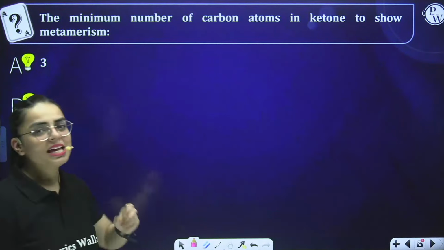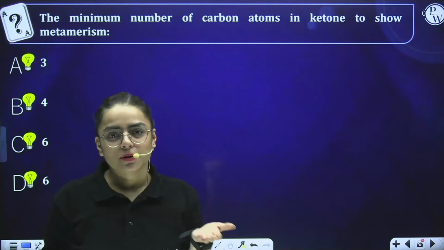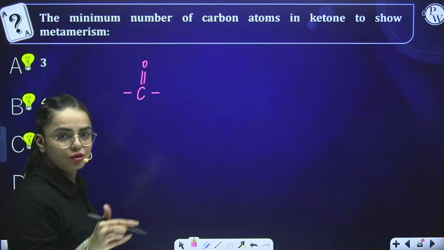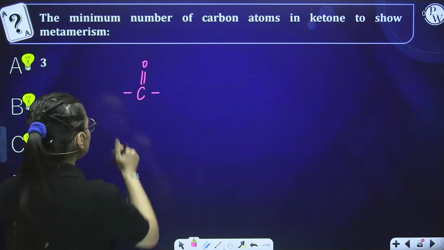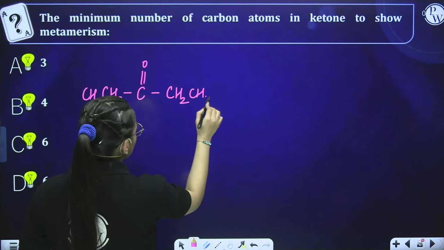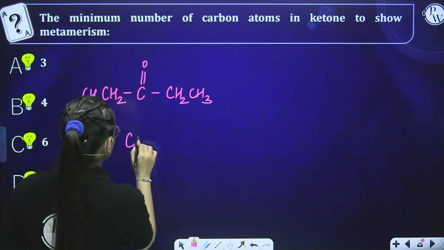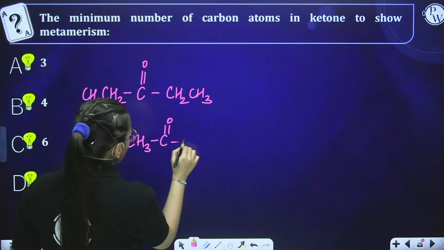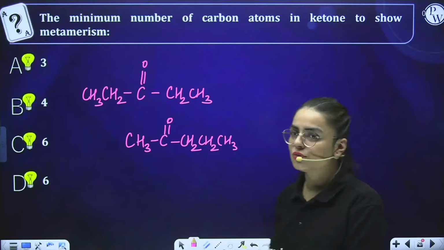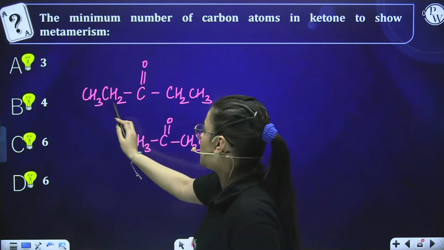If I talk about metamerism, in metamerism we are taking the case of a polyvalent functional group, and we need a different number of carbon atoms on either side. So the simplest case is this ketone group, and I have to make different groups on either side. So if I say here CH3CH2, and here CH2CH3, this is my first case. And let's take the next case. I would say CH3, C double bond O, CH2CH2CH3. Now this is going to be my answer for this. If I check how many carbon atoms I need to complete this for metamerism, 1 2 3 4 and 5.